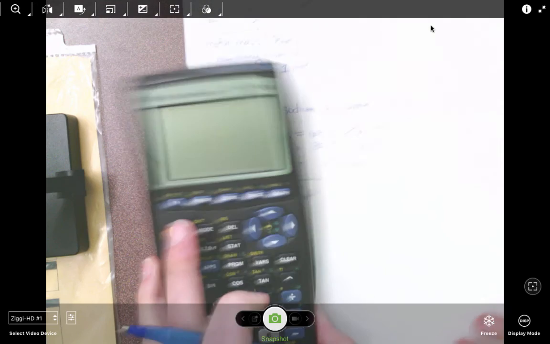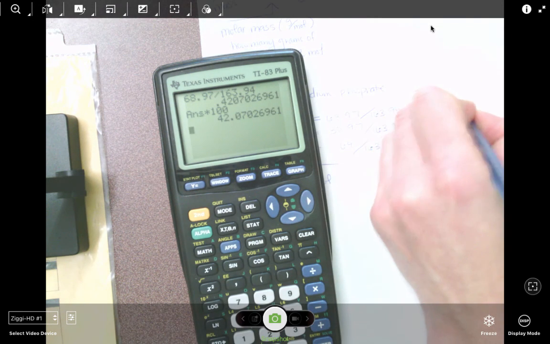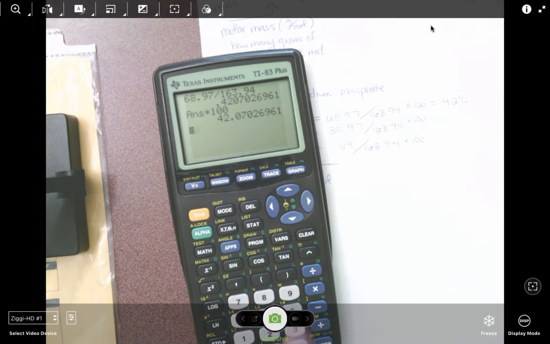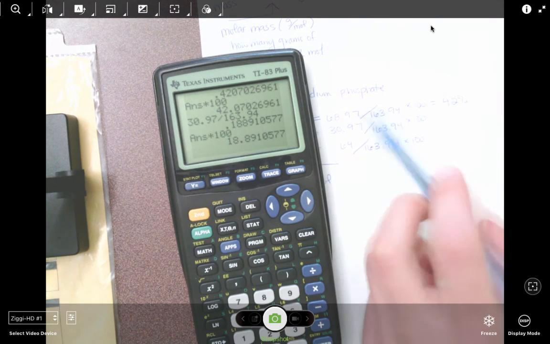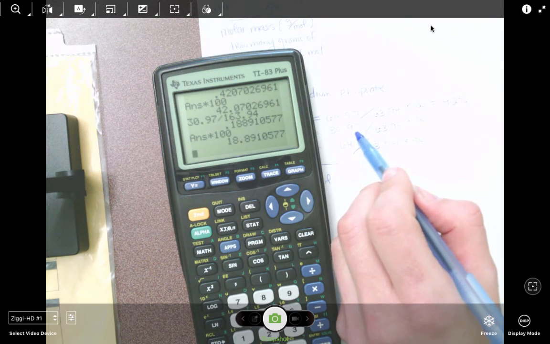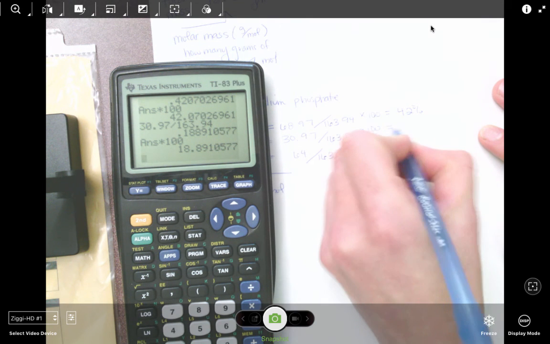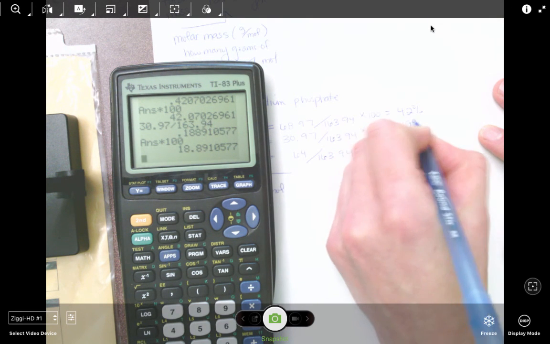Okay, so my first step, 68.97 divided by the total mass, 163.94, and then times 100. Round that to 42%. 30.97 divided by 163.94 times 100. 19% makes sense because phosphorus, there's only one of them. It has the smallest mass. We'll round that up to 19%.